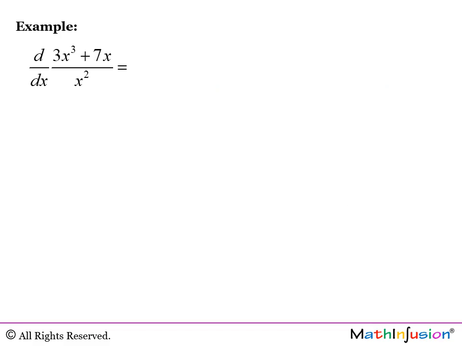Example: d/dx of (3x cubed plus 7x) over x to the power of 2. Again, we still don't have a quotient rule, but also this is too complicated anyhow. To use the quotient rule in here, we can just distribute the x to the power of 2. We get that.